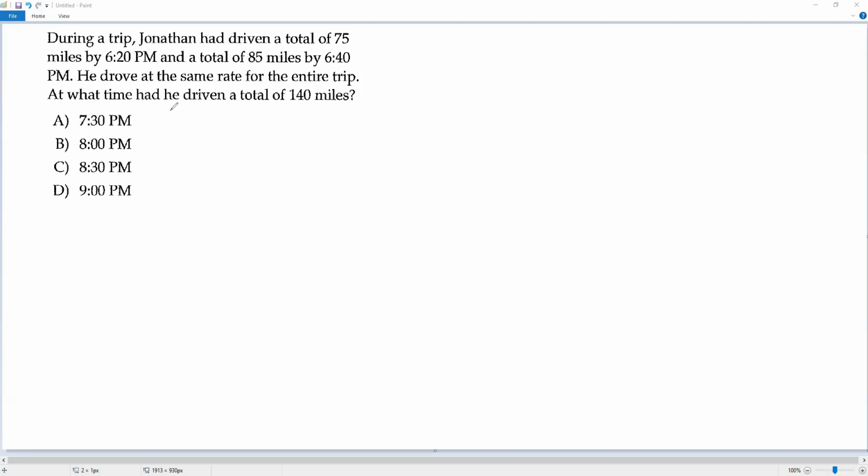Okay, we have to find the time when Jonathan had driven a total of 140 miles. Okay, let's take the first information. That is, at 6:20 p.m., he had driven a total of 75 miles. Okay, the second information says at 6:40 p.m., he had driven a distance of 85 miles.